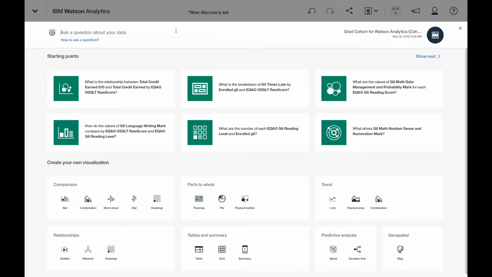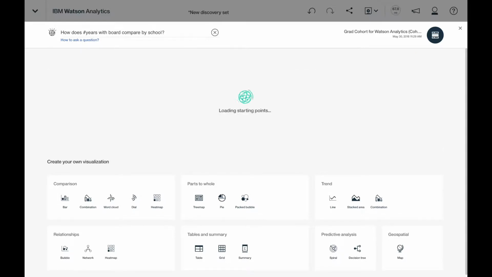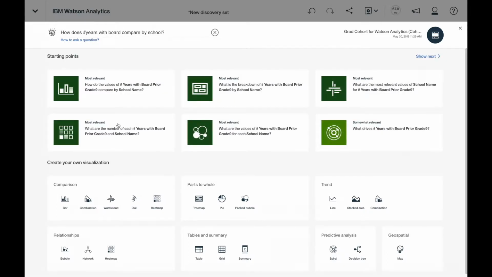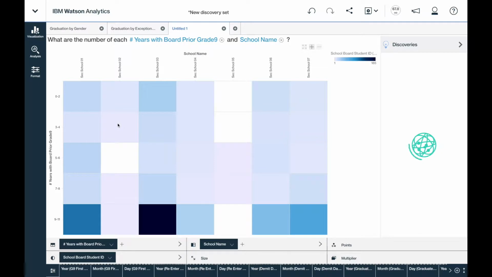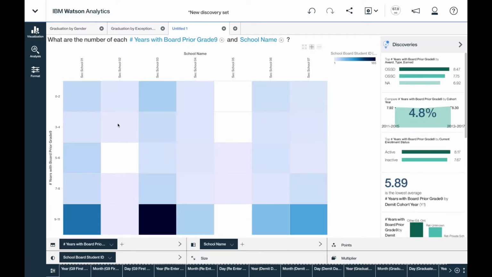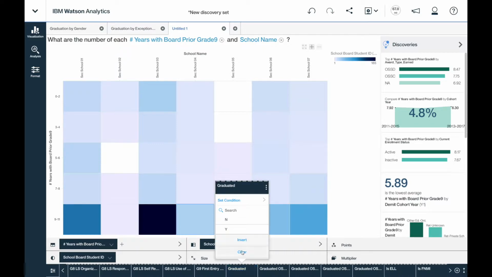I'm going to pose another question. How does number of years with the board compare by school? I can see that this visualization is displaying all of the high schools across the top and the ranges of years the student has been in the board across the rows. In this case, the darker the color represents more students. Since I only want to look at students that have graduated, I'm going to set the graduated column to yes.